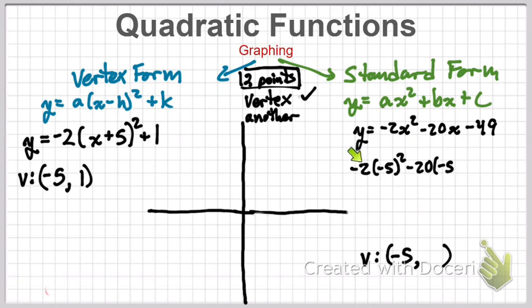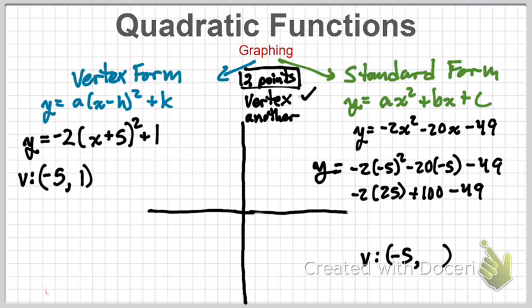So now we have -2 times -5 squared, and then -20 times -5, and then we have the -49. Make sure you do all your power, then multiplying all first. Do you follow the order of operations? So I did the power first. I also multiplied this one because the power had no effect on it. And then, let's see, I get -50, 100, and -49. When I add that all together, I get 1. Hey, just like over here. Oh my gosh, but this one was so much easier. Okay, so I have -5, 1 is my vertex.